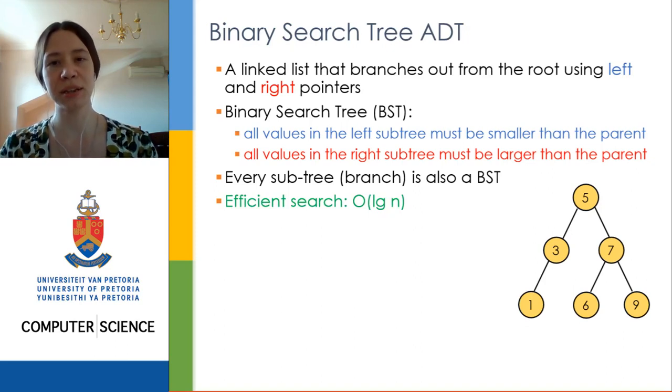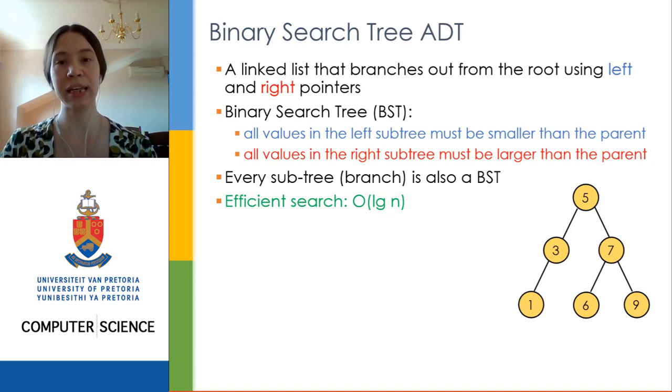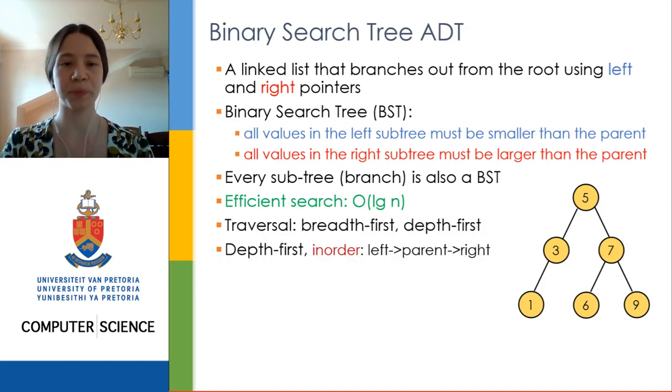Why are we interested in this data structure? Well, because if your tree is balanced, in other words, if the size of the left branch is more or less the same as the right branch, then it can be very, very efficiently searchable. The efficiency of the search is logarithmic, which is very good.